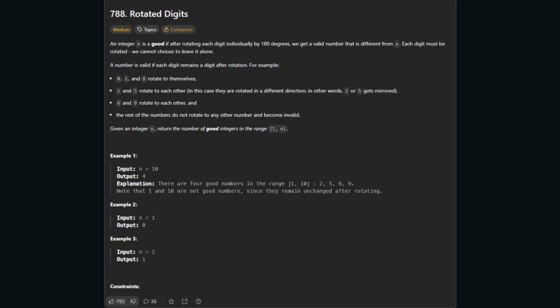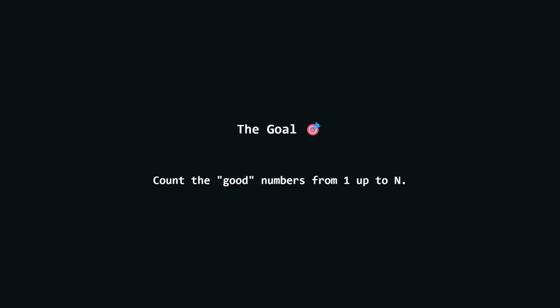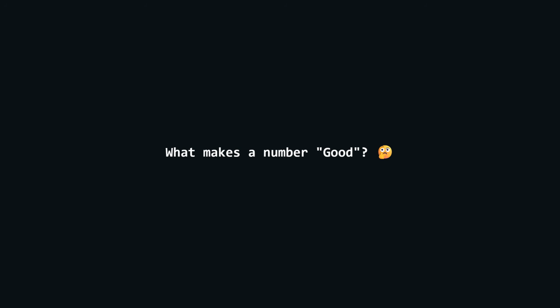Here is what the problem description looks like, but it can be a bit wordy, so let's break down exactly what it's asking us to do. We are given a target number, n. Our job is simply to count how many special good numbers exist between 1 and n. But what exactly makes a number good in this scenario?